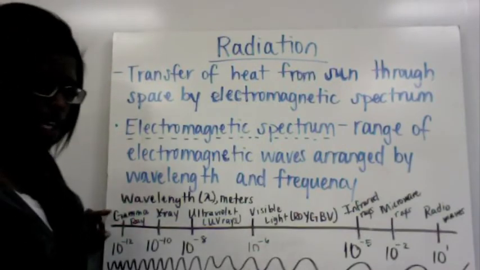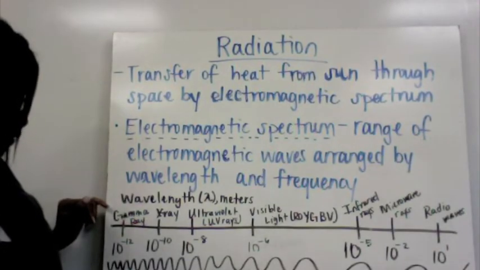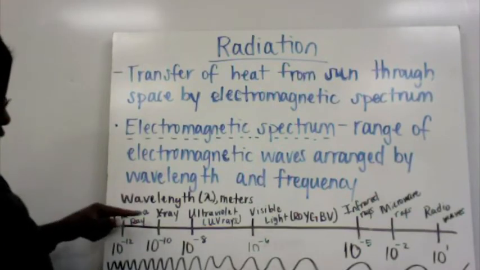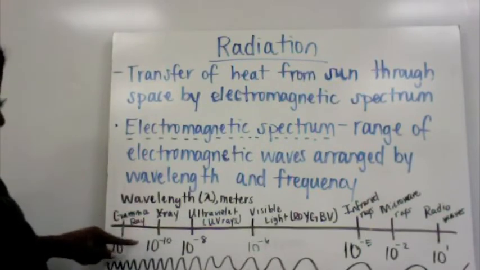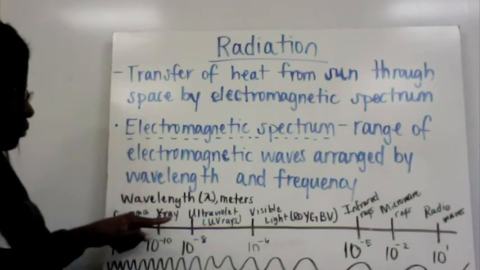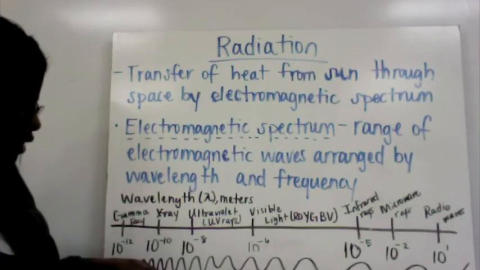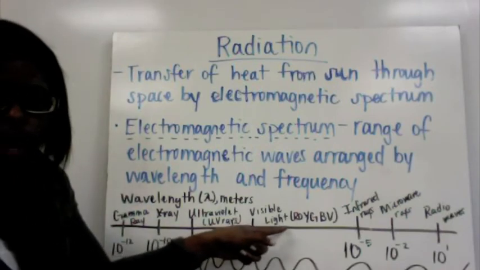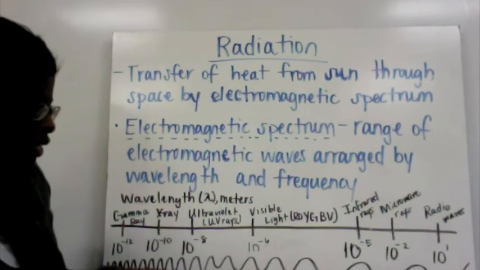So you notice we have a range from gamma all the way to radio waves. Gamma rays have a wavelength of 10 to the negative 12th, and they have a frequency of 10 to the 20th. And you see how the waves are very close together here. X-rays have a wavelength of 10 to the negative 10th and a frequency of 10 to the 18th. Ultraviolet or UV rays have a frequency of 10 to the 16th and a wavelength of 10 to the negative 8th. Visible light, this is known as our rainbow, Roy G. Biv. That has a wavelength of 10 to the negative 6.